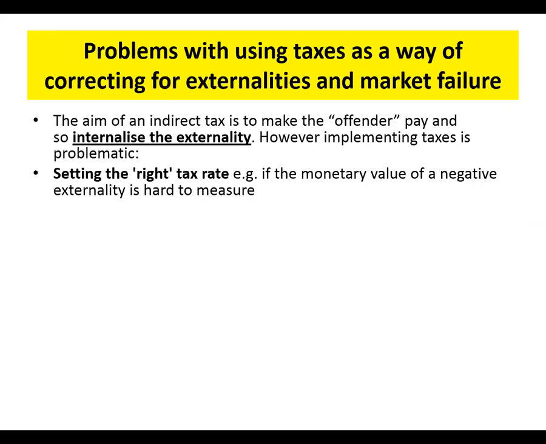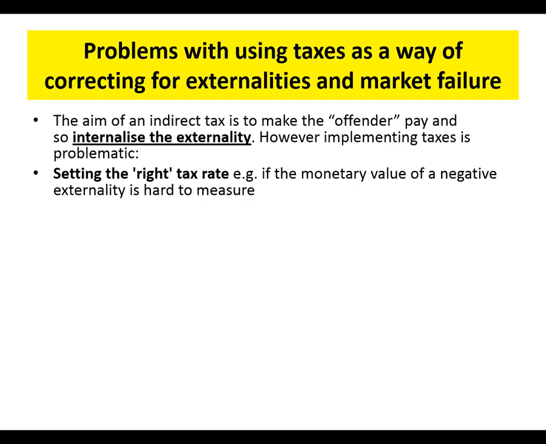The aim of an indirect tax is to make the offender pay and so internalize the externality. However, implementing this tax is problematic. We want the person who's causing the most damage to pay for the impacts of that damage. So if you're a smoker, we want you to pay for the impact of smoke-related illnesses. If you're drinking alcohol, we want you to pay for the damage that's caused by alcohol-related illness.